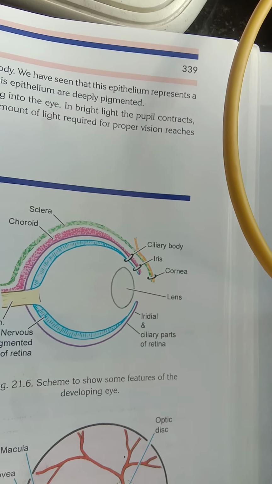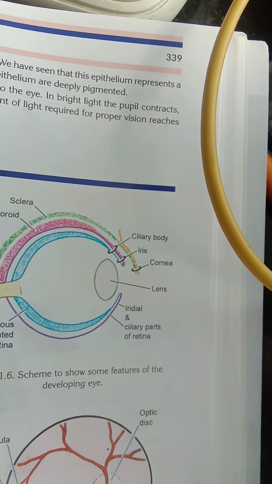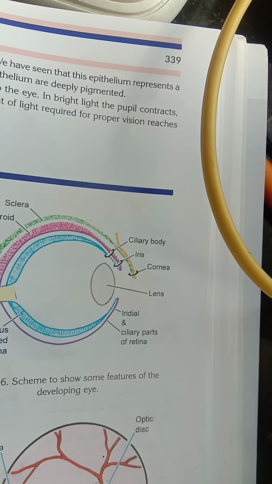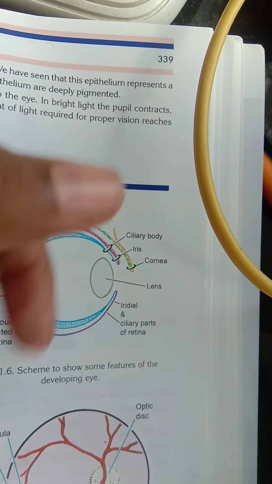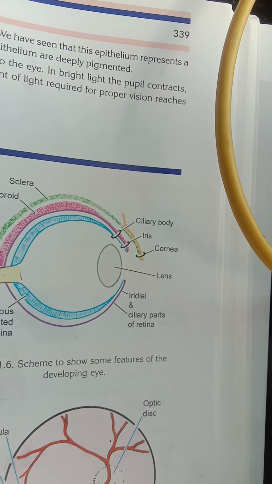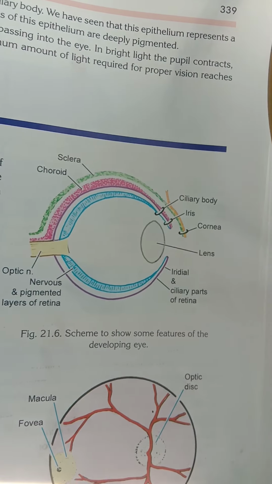So the ciliary folds form the aqueous humor, and they also produce some components of the vitreous body. So the vitreous body and aqueous humor are formed from the ciliary folds. And next, coming to the iris. The iris is a further extension.